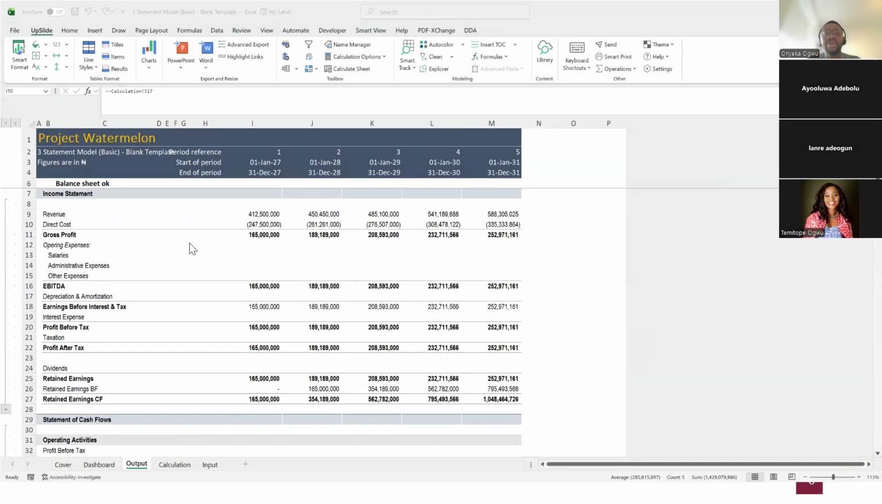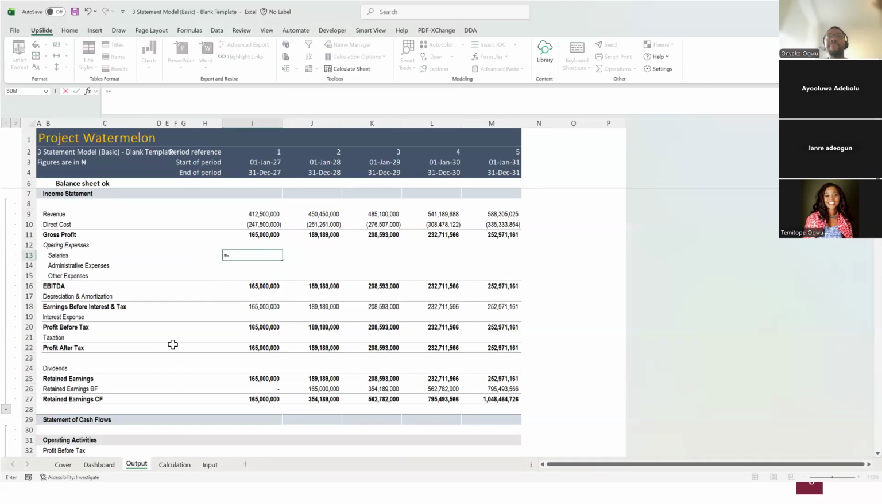And next, we should link indirect cost. That means these other expenses. So link salaries, admin, and operating expense. Can we link it? And I want you to tell me what the EBITDA is in year five. So link these three and tell me what the EBITDA is in year five. It's very simple. Just equals to minus because it's a cost.